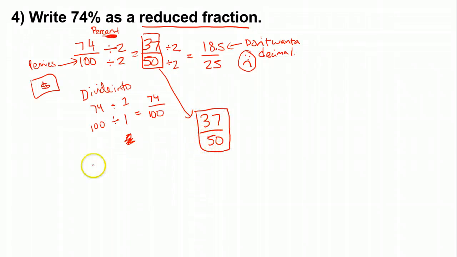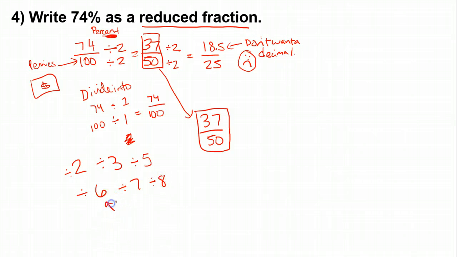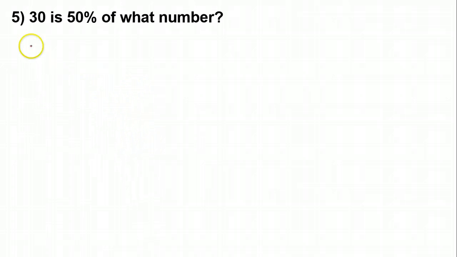Okay? But some numbers to work with, you always want to try out if it's divisible by 2, divisible by 3. 5 is always a popular number, but don't be surprised if it's a 6, a 7, or an 8, just because these ones are kind of the toughest times tables, and sometimes we just want to put that in there, see if you remember your times tables. Go on to number 5, it says 30 is 50% of what number?